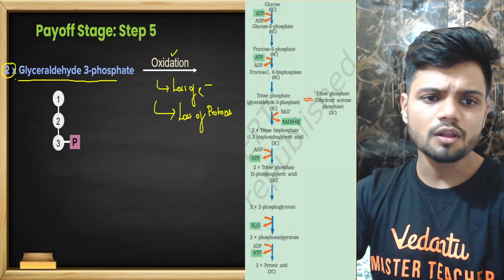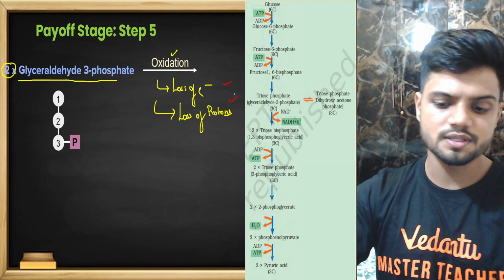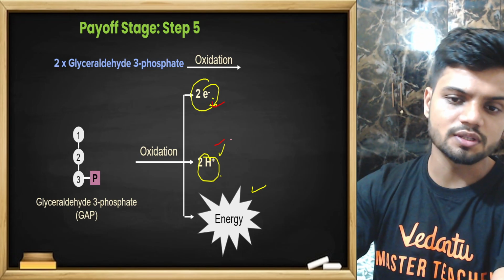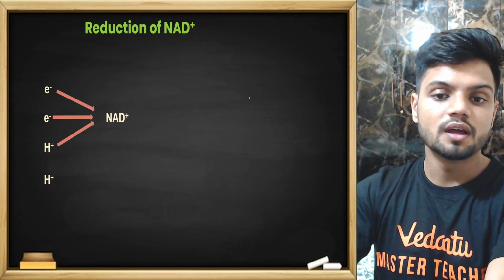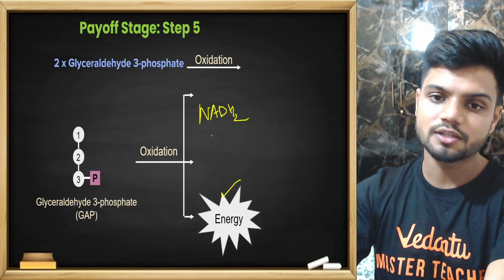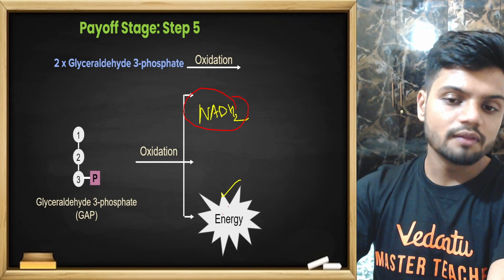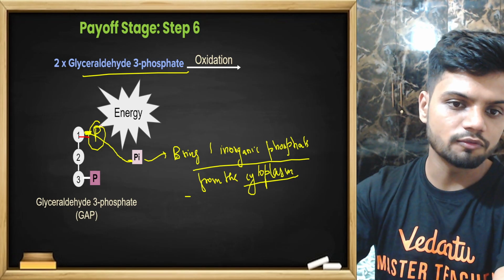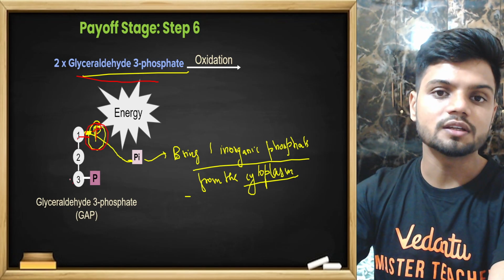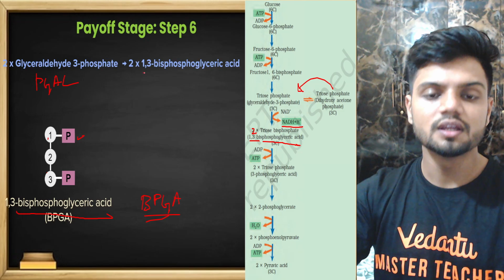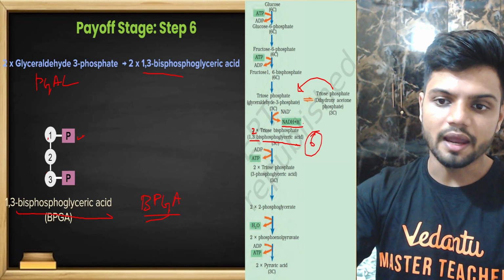And now payoff starts. It's undergoing oxidation. What is oxidation? Loss of electrons and loss of protons. When it undergoes oxidation, it produces electrons, protons and energy. These electrons and protons are taken up by your NAD+. It is getting reduced to NADH. And that's how we get NADH in this reaction. Second thing, the energy is there. This energy is used to make a bond here with the help of a phosphate attachment. So glyceraldehyde 3-phosphate will become 1,3-bisphosphoglyceric acid. In this step, that is the sixth step, NADH is produced here.